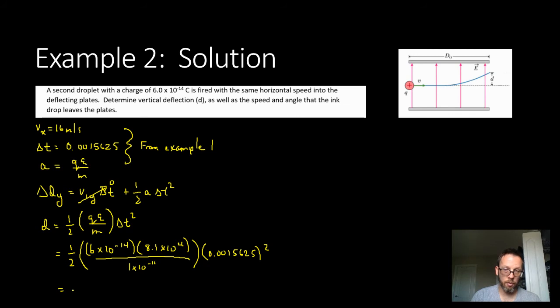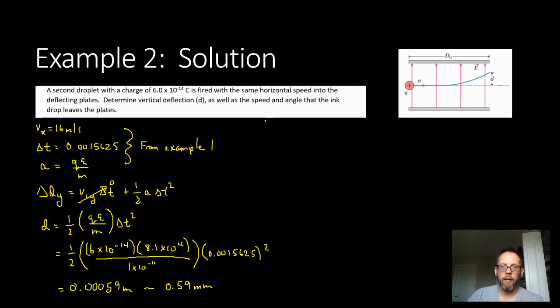0.0015625 squared equals, okay. So I got 0.00059 meters, which is about 0.59 millimeters. So that's our deflection there.